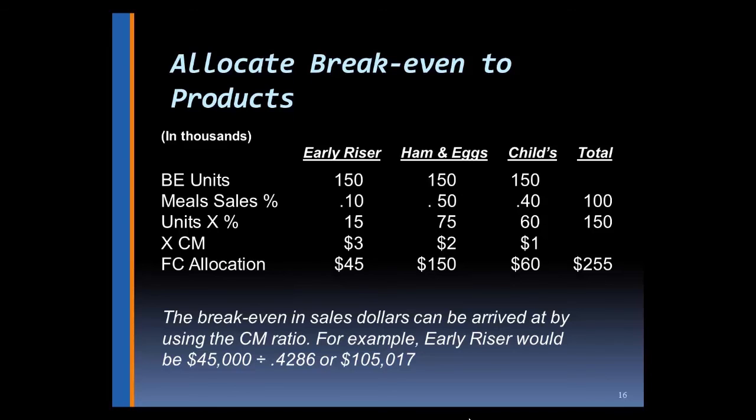Now, is it going to be exactly the same at the end of the year? No, it's not. Maybe early riser will end up with 18,000 meals and ham and eggs will end up with 60,000, or children's will end up with 70,000 meals. But this is a planning device. It's better than doing nothing. It gives you something to monitor the progress against during the year in order to keep yourself in a profitable position.